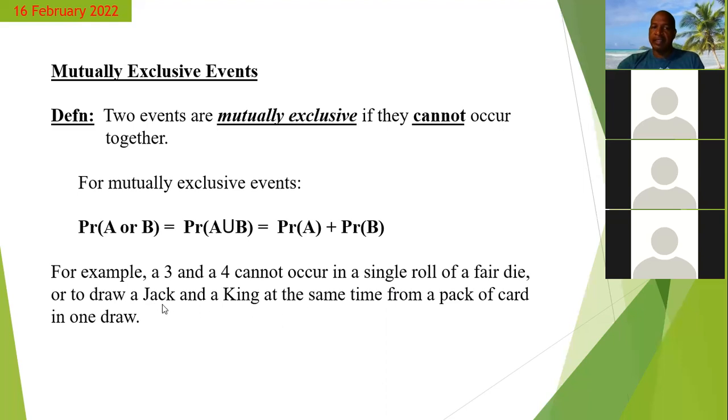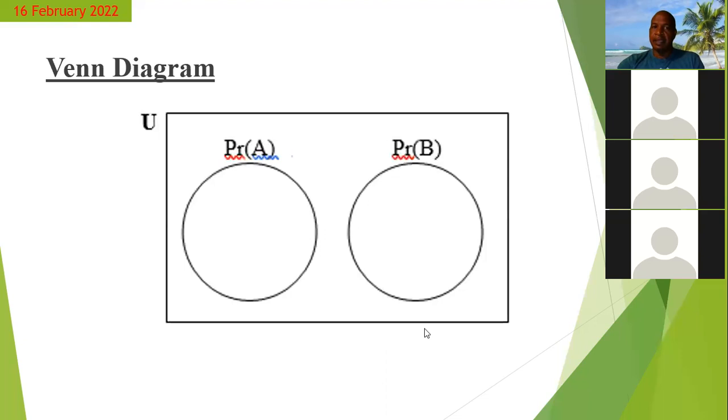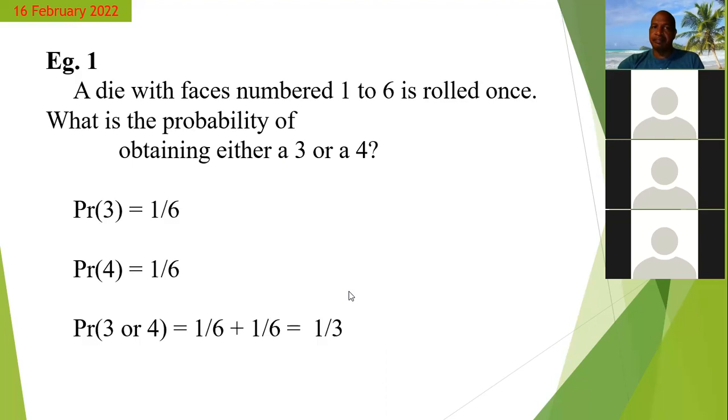Now, drawing a jack and getting a king at the same time in a single draw is mutually exclusive because you can't get them in one single draw. All right. Now, as you notice, the Venn diagram for mutually exclusive events, they are disjoint. That means they can't happen at the same time. All right. So this is an example of mutually exclusive events.